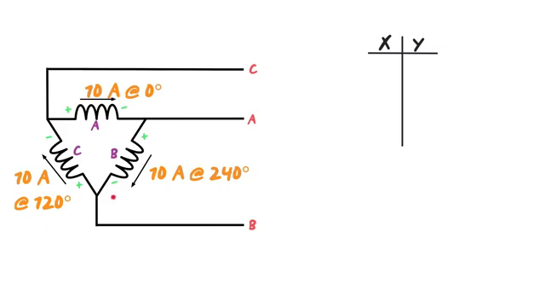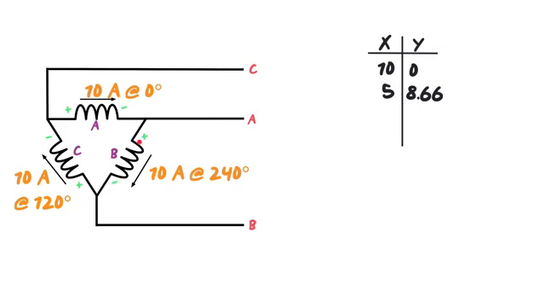Okay, so the first thing I do, as always, is set up my XY chart, because what I have to do is add 10 amps at 0 degrees and 10 amps at 240 degrees. I can't add 10 amps to 10 amps and get 20 amps because they're not heading in the same direction. So I have to find parts that are heading in the same direction. So what I end up doing is finding X and Y coordinates for each one of these. So 10 amps at 0 degrees is going to give me 10 on the X, 0 on the Y.